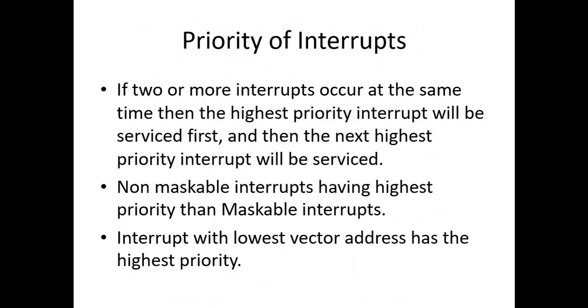Next, we can see the priority of interrupts. If two or more interrupts occur at the same time, then the highest priority interrupt will be serviced first, and then the next highest priority interrupt will be serviced. Non-maskable interrupts have higher priority than maskable interrupts. The interrupt with the lowest vector address has the highest priority.